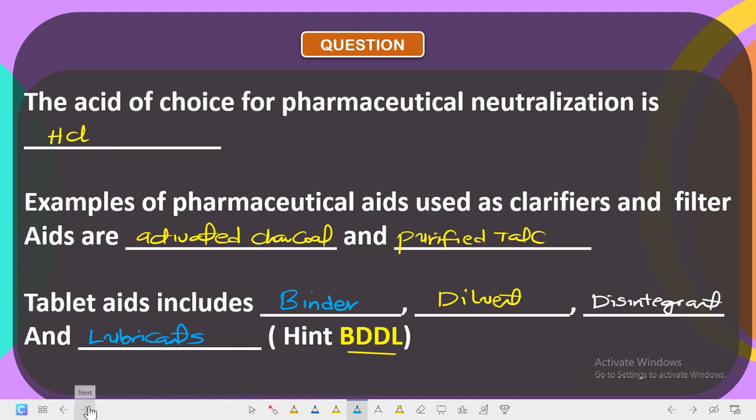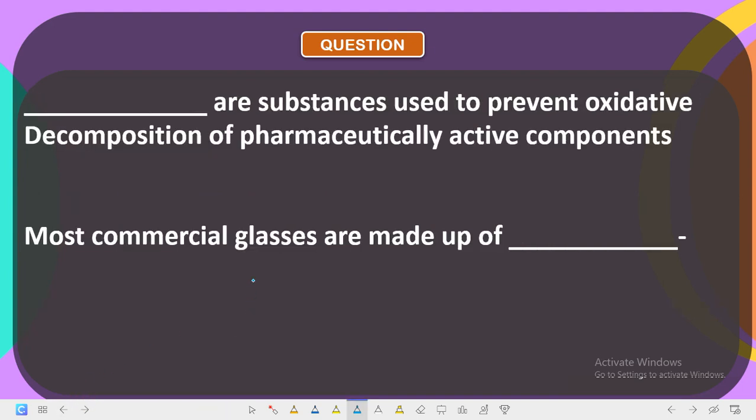Are we getting it? Then dash are substances used to prevent oxidative decomposition of pharmaceutically active components. The correct answer is antioxidants. Antioxidants are substances used to prevent oxidative decomposition of pharmaceutically active components.